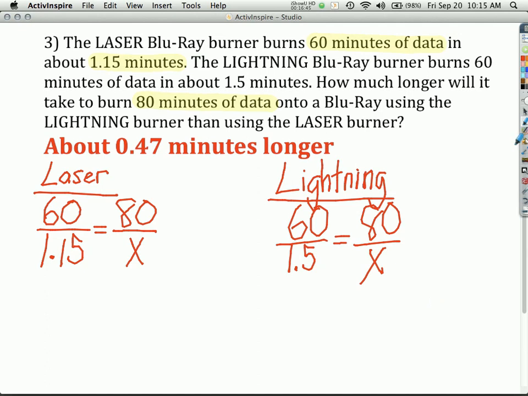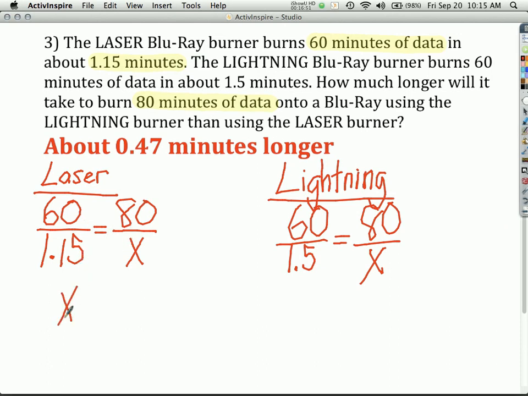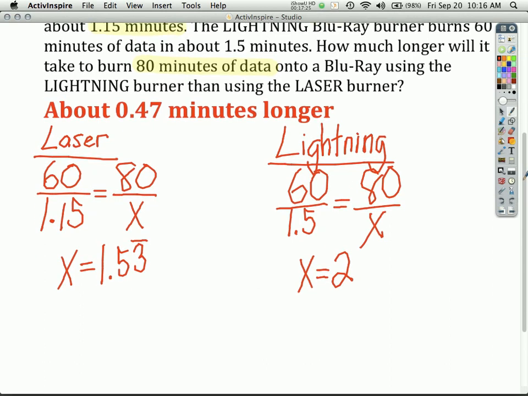That's the key. And so here's what happens. You cross product, and you end up with x equals approximately 1.53 repeating. When you do this one, you end up with x equals 2. So Kayla, what was the actual question? Because the answer was not 1.53 and the answer was not 2. What was the question? How much longer would it take for the laser CD burner to burn 80 minutes of data than the light?